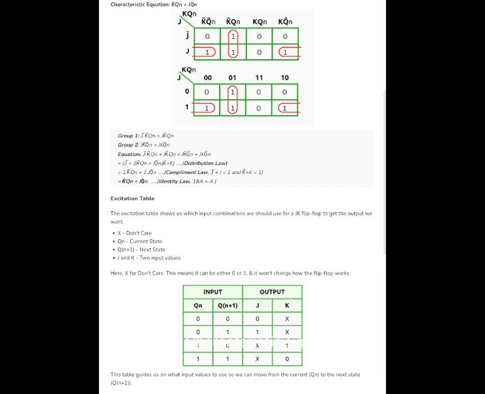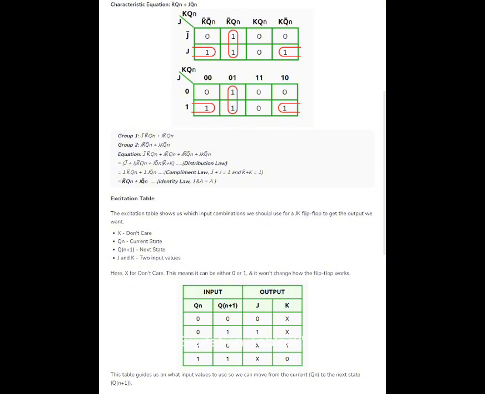3. The characteristic equation. To describe this behavior mathematically, we use a K-map to derive the characteristic equation. By grouping the 1s in our truth table, we get this formula. This formula allows us to predict the next state, Q_(n+1), based on the current inputs and the current state, Q_n.